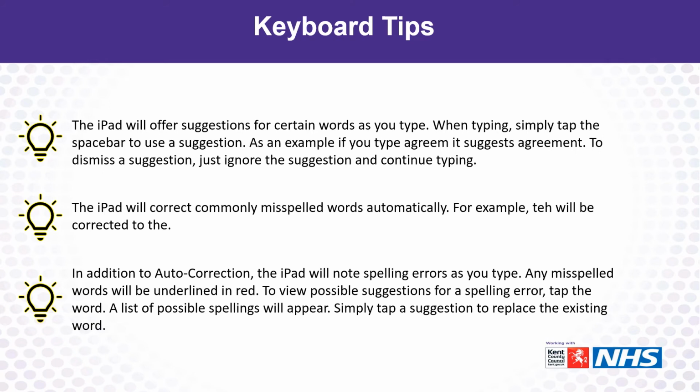Something else to be aware of when using the keyboard is predictive text. The iPad might suggest certain words as you type, but you can choose to ignore this by continuing typing. The iPad also has an autocorrect function, so it will correct commonly misspelled words, but this is something to also watch out for, as it may change a word you had intended to use. In addition to autocorrection, the iPad will note spelling errors, underlining them in red, so you can go back to correct it.